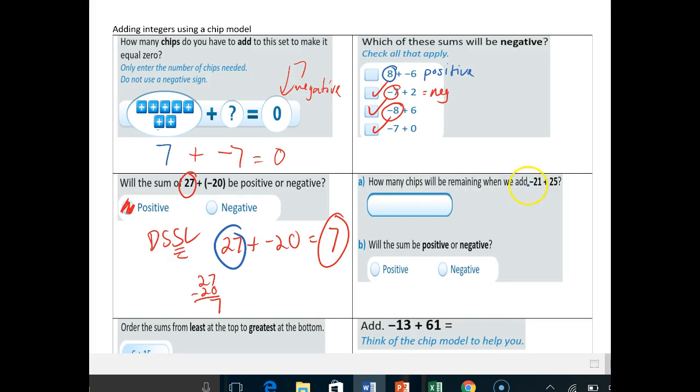How many chips will be remaining when I add negative 21 plus 25? So really they're saying, hey, do a DSSL right here, different sign subtract. So you'll do 25 minus 21. You'll have 4 left over, and will those 4 chips be positive or negative? Well, I have 21 negatives, 25 positives. My answer will be positive 4 because I have more positives.